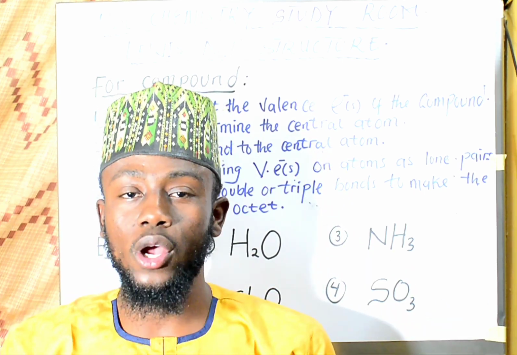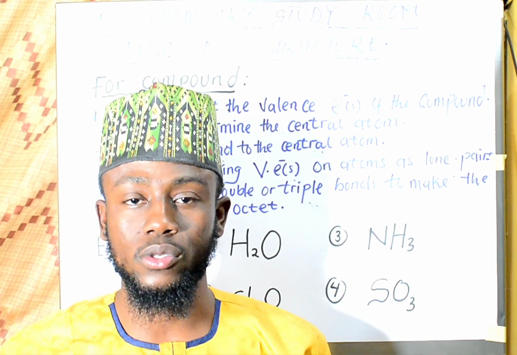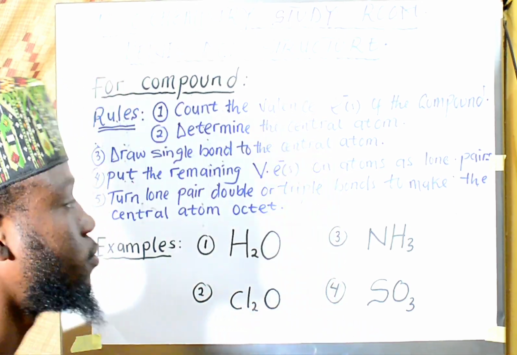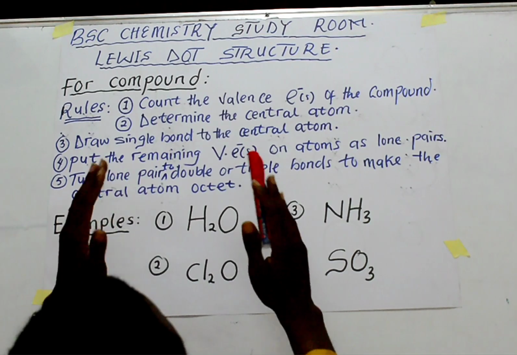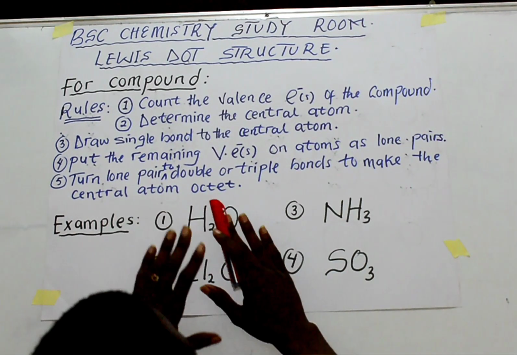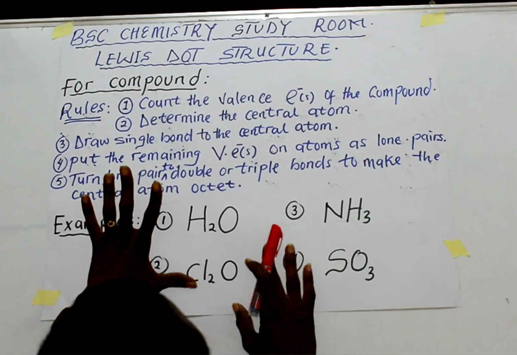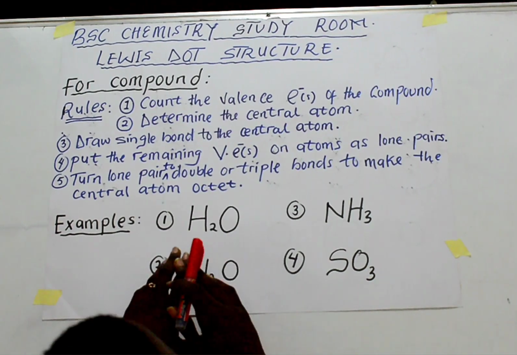Today in this video, we are going to learn how to draw the Lewis dot structure for compounds. So here we go. Lewis dot structure for compounds. In order to obtain an excellent and correct structure of a compound, there are 5 rules that you should always remember when drawing the Lewis dot structure.